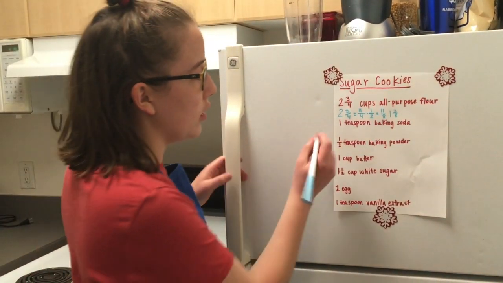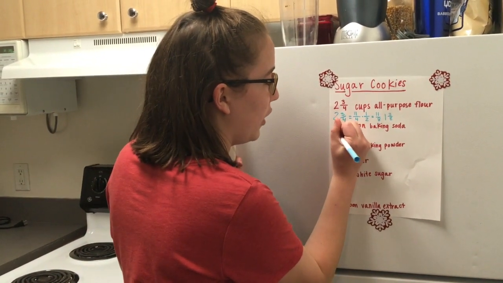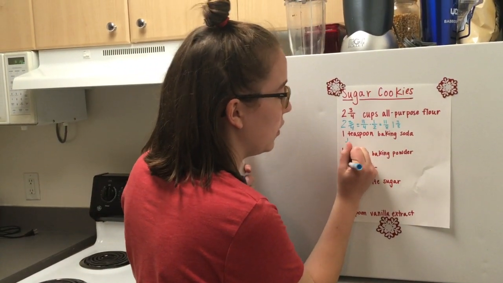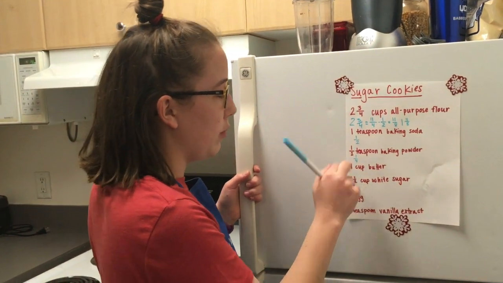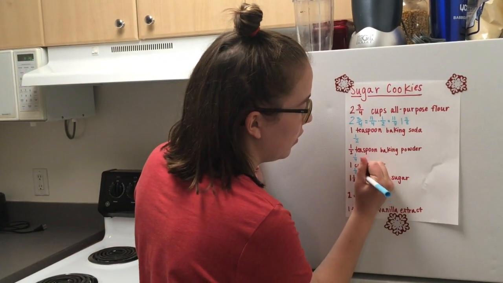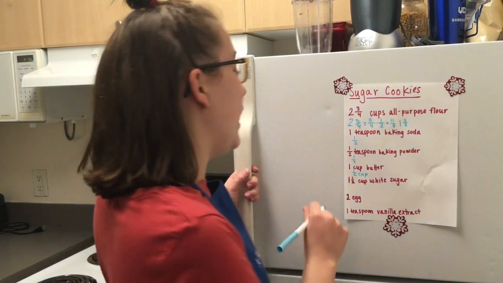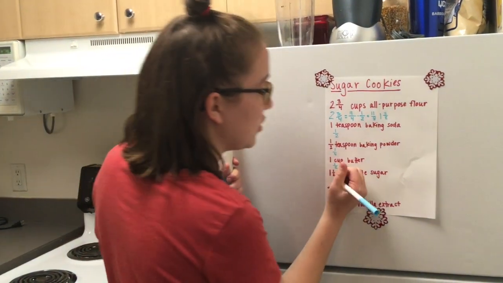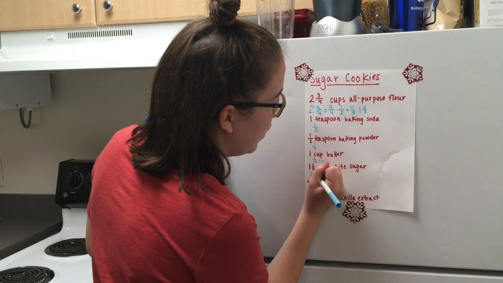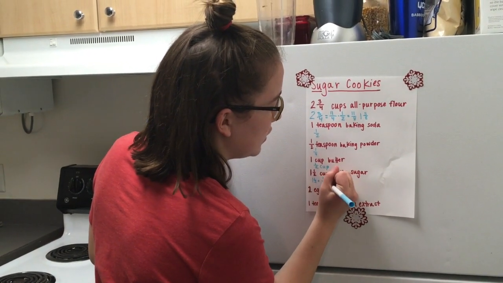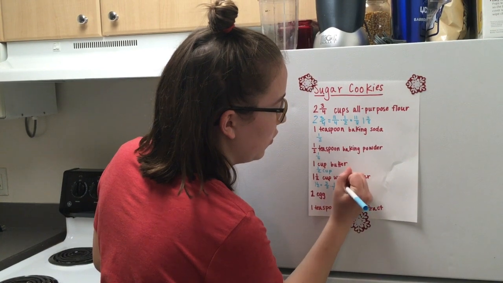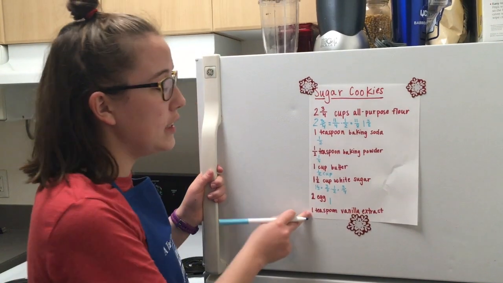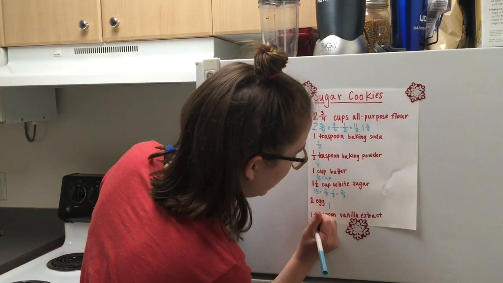So if we continue along, 1 times 1/2 would give you 1/2 teaspoon. 1/2 times 1/2 would give you 1/4 teaspoon. 1 cup of butter, that would mean we would have 1/2 cup of butter, which would also be 1 stick. And then 1.5 cups of white sugar, we would make that an improper fraction again. So 1 1/2 would be 3/2 times 1/2 would give you 3/4. 2 eggs would then become 1 egg. And then 1 teaspoon of vanilla we see would become 1/2 teaspoon.